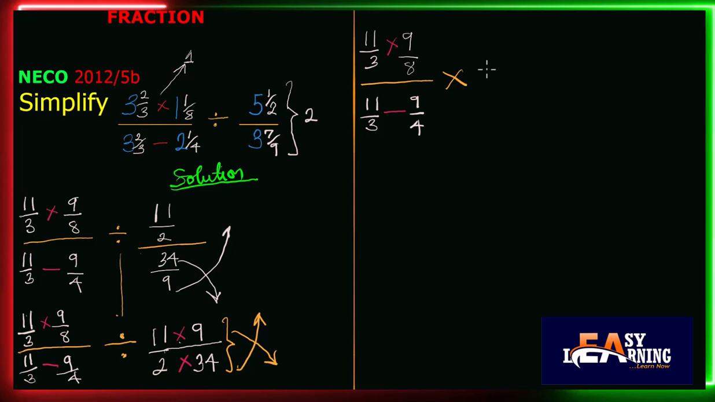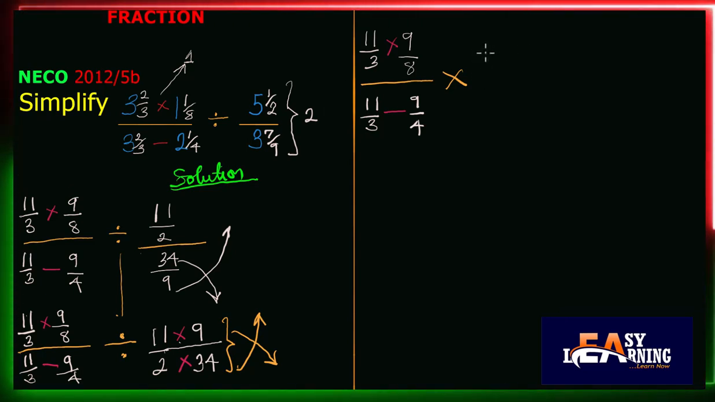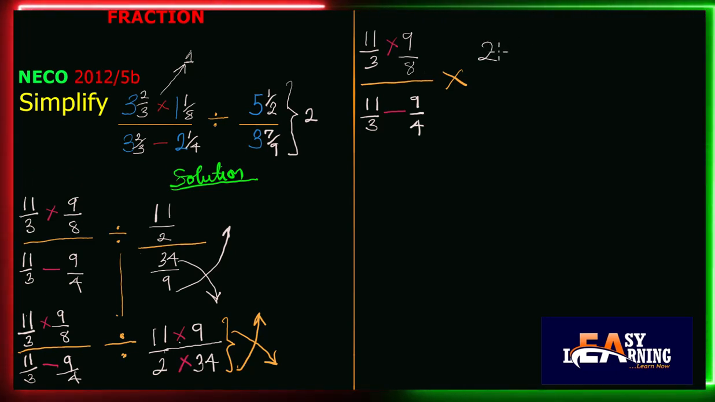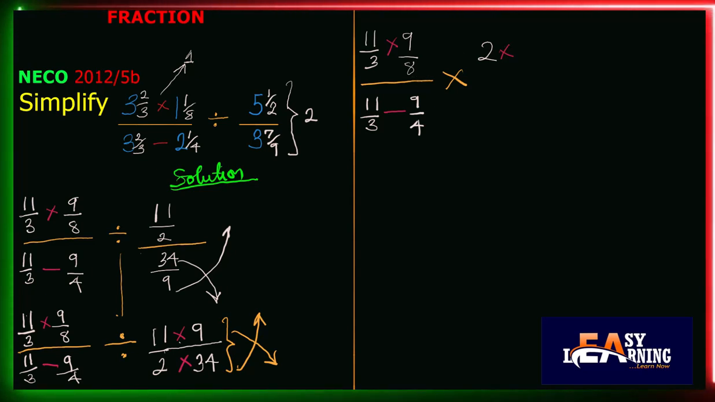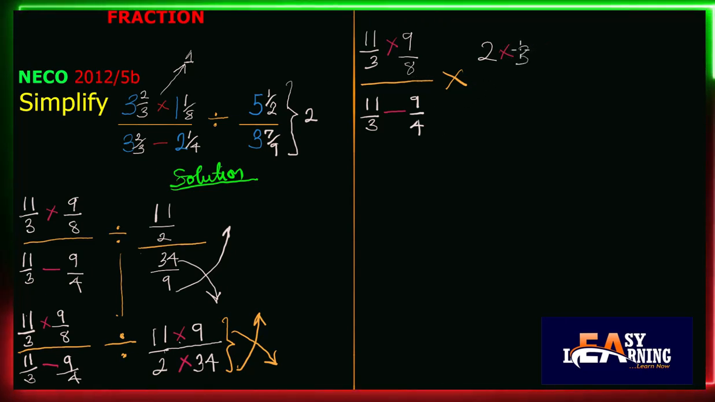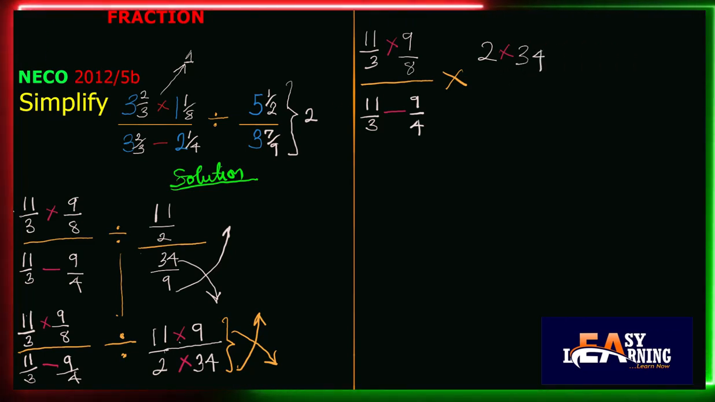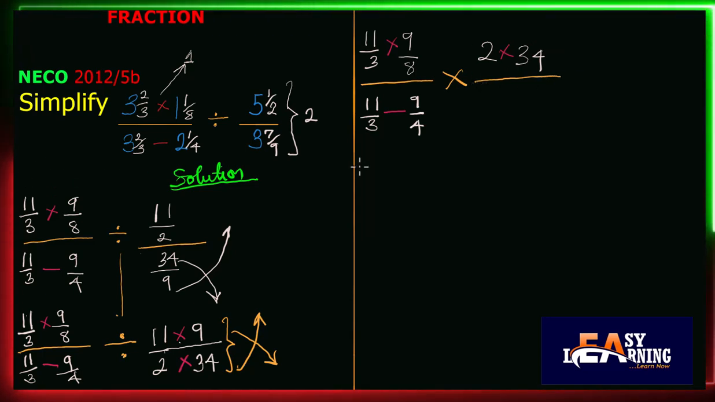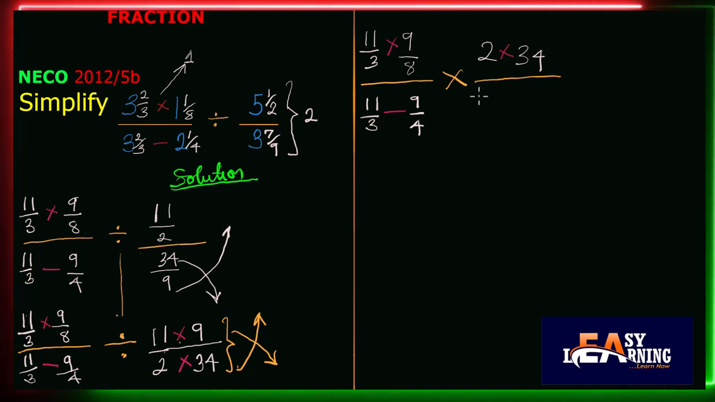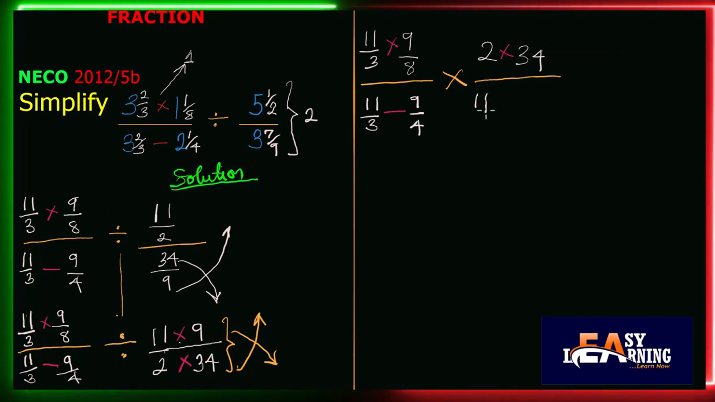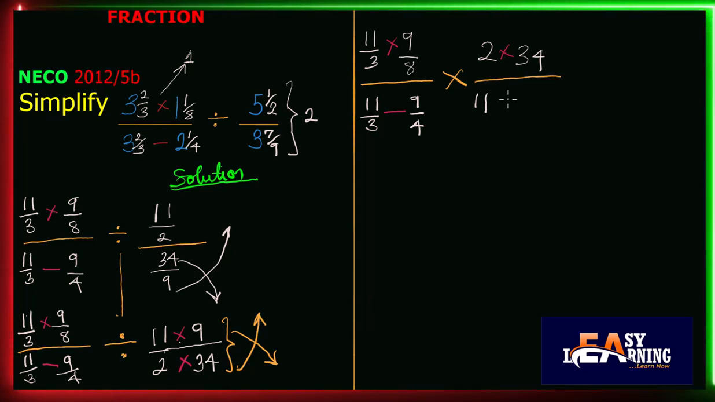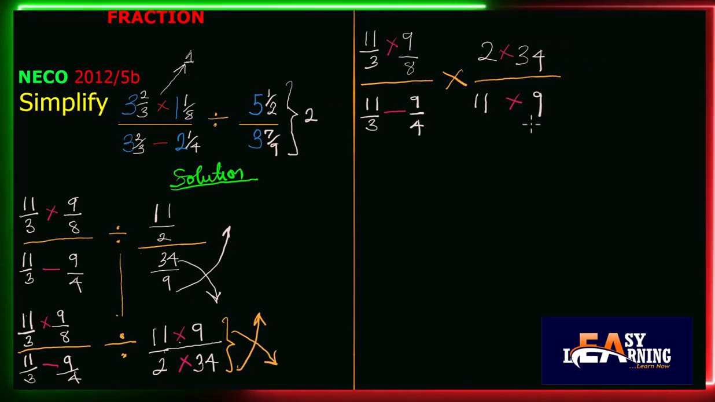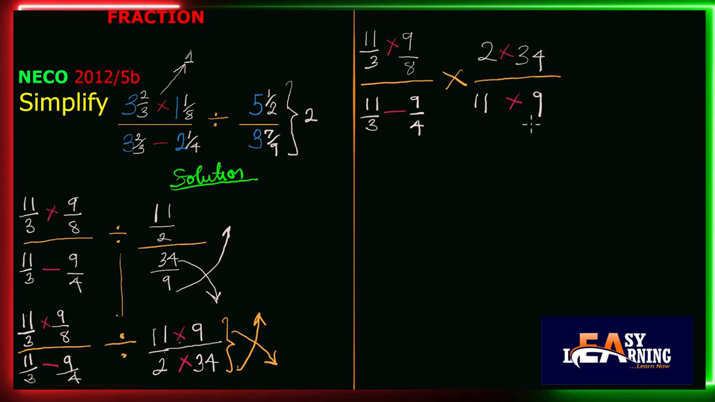So the denominator becomes numerator, and that will be 2 times 3, right? Yes, 2 times 3/4. That's the denominator becomes the numerator, and everything that was the numerator now becomes the denominator. That was 11 times 9. Yes, 11 times 9. We're good. All right, so we've been able to carry out this.